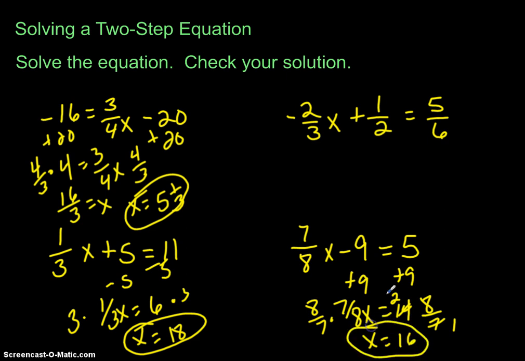Now let's look at this one. We're going to have to do one little step with this, an extra step. So I am going to subtract 1/2 from both sides. That's the first step. But the problem is I'm subtracting 1/2 from 5/6, so I need a common denominator. It's pretty easy. The common denominator is 6, and that's going to be 3/6. So 5/6 minus 3/6 is 2/6. So I've got -2/3 x equals 2/6.